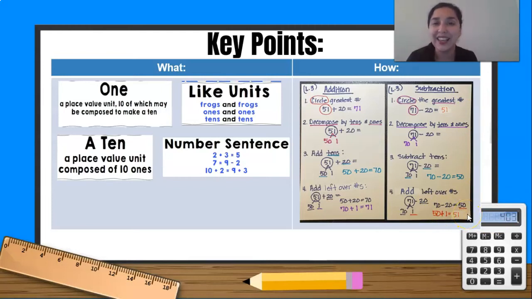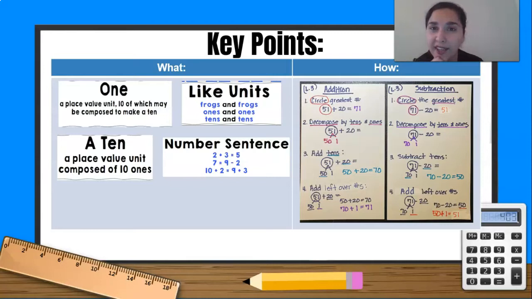Look at this. It is so easy to follow the steps and add and subtract. I want you to really pay attention to the steps and tell me, what do you notice? I'm going to give you some thinking time. What do you notice? Look at all the steps.